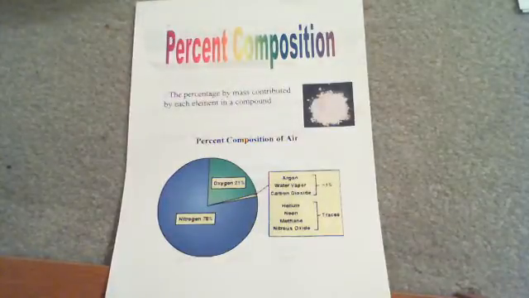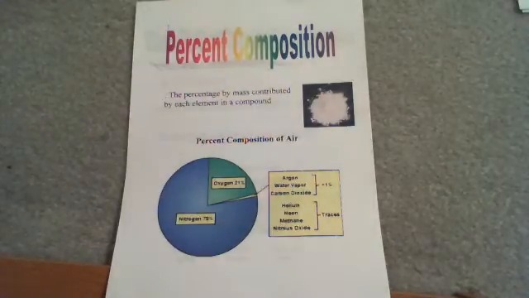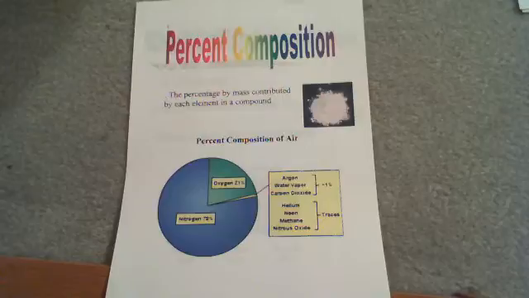Hi, I'm Jacob, and today I'm going to be talking about percent composition and empirical formulas. The percentage composition of a compound is the percent by mass contributed by each element in the given sample.